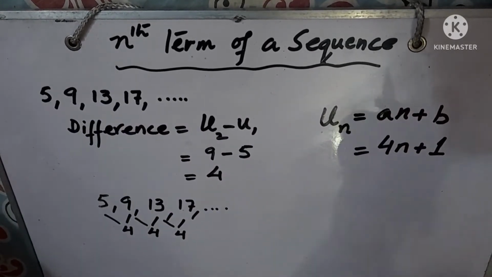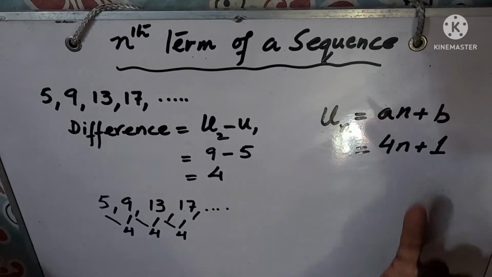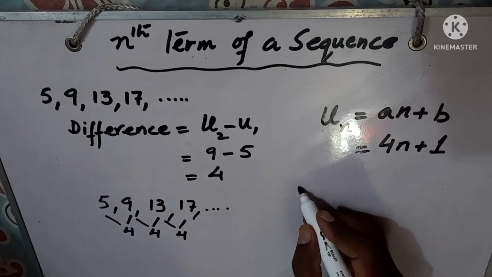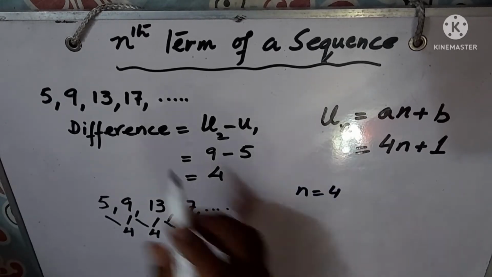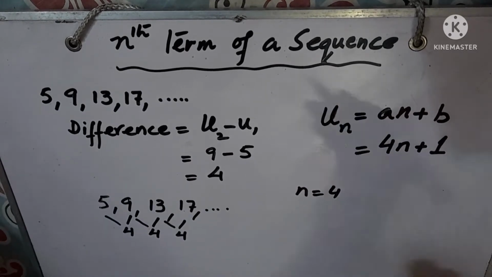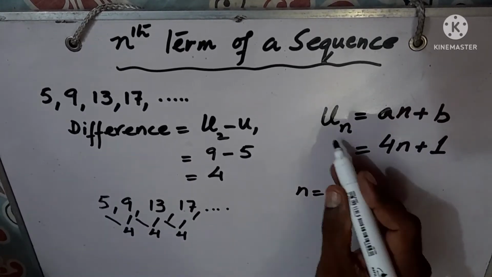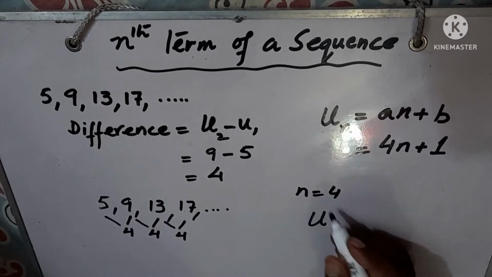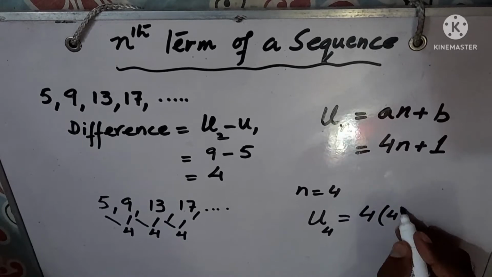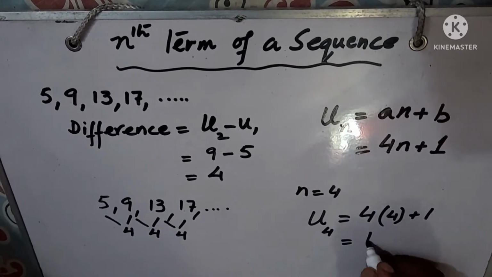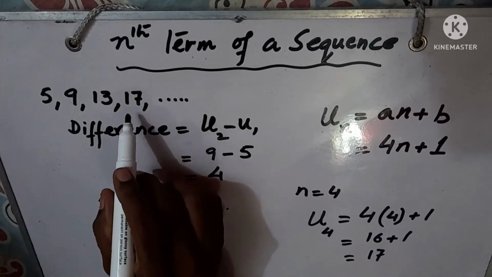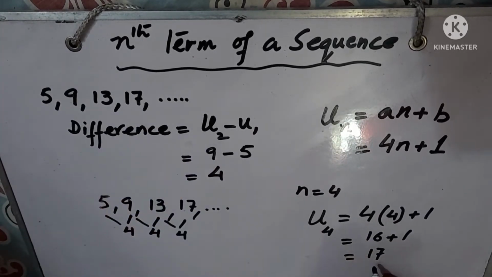Now if you want to check whether the nth term I have got is correct or not, let's say I need to find when my n is 4, I should be getting 17. Let's substitute n as 4 here and see what I get. Wherever I have n, I will replace that with 4. u4 equals 4 times 4 plus 1, which is 16 plus 1, which is 17. Yes, I can confirm that my fourth term is 17.